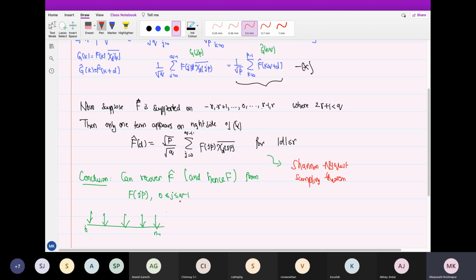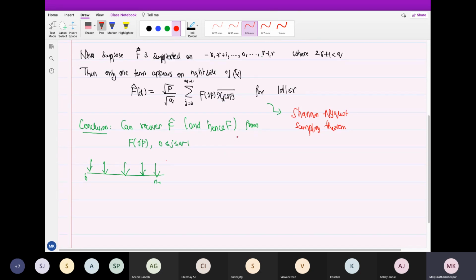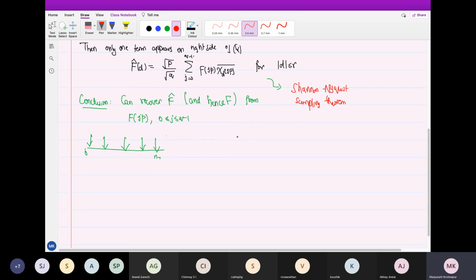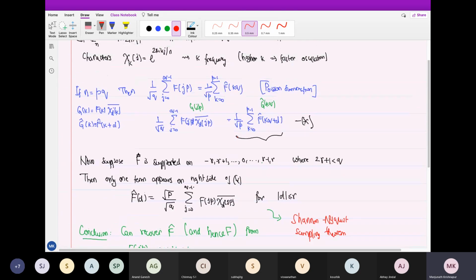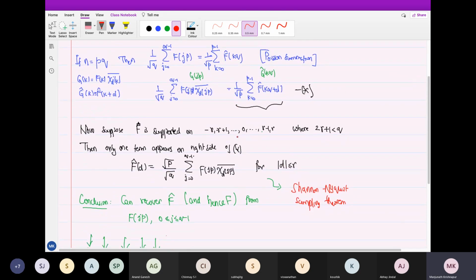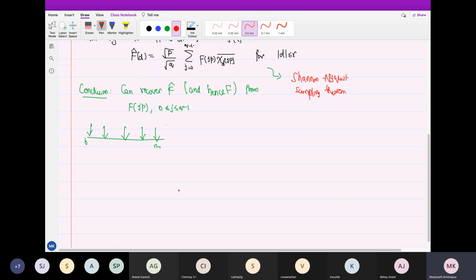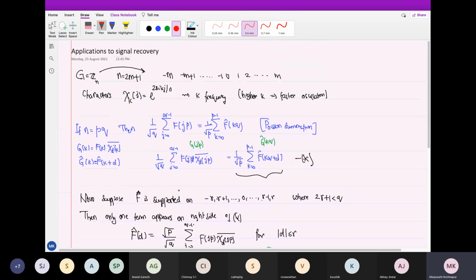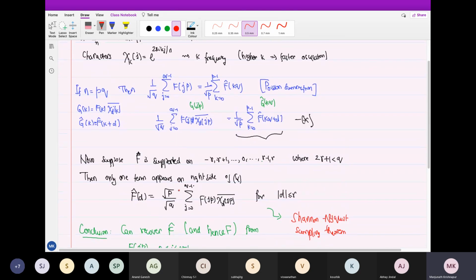If you are sampling f at multiples of p, then how many multiples are there? There are q multiples, and q is at least 2r plus 1. So you have the right number of parameters to recover. That's the way to always check that you have the right number of parameters to recover all the functions in the space. You can't recover a higher dimensional space from a lower dimensional space. So that is not possible, but here that's all fine. So this is one type of recovery problem in signals.